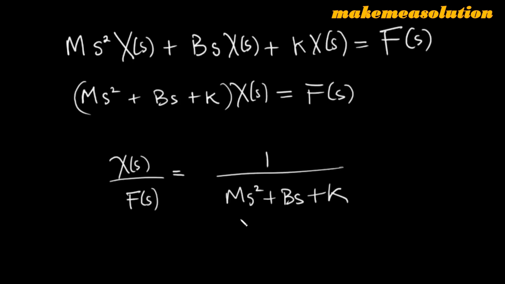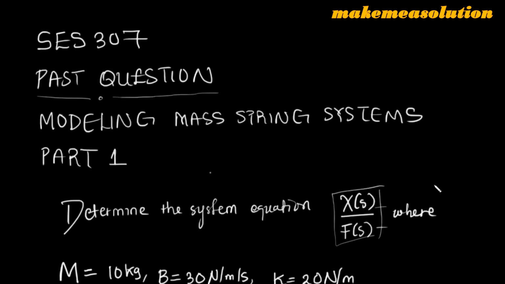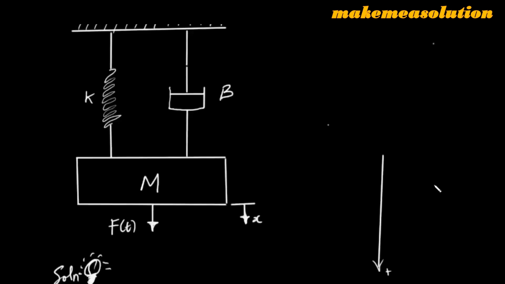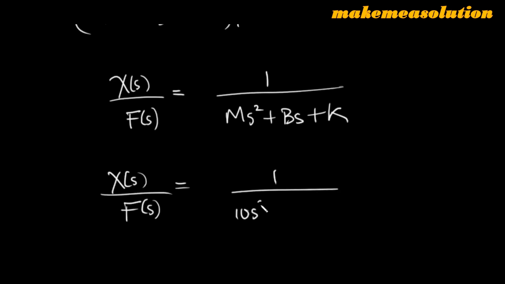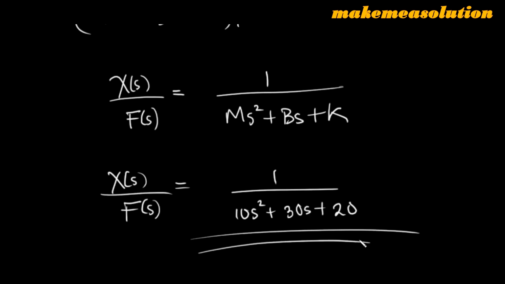If we substitute the values of m, b, and k that were given to us, 10, 30, and 20, then at the end of the day our X(s) over F(s) is going to be 1 all over 10s² plus 30s plus 20. And this is the system that we are actually looking for.